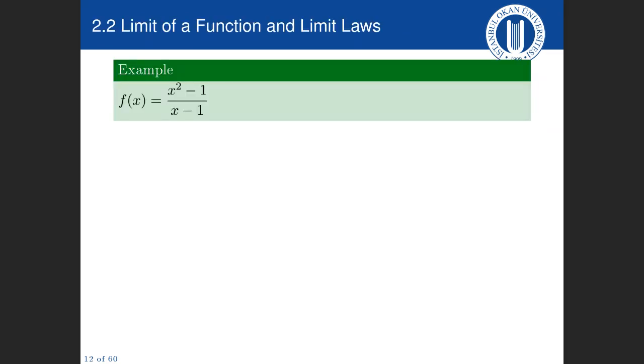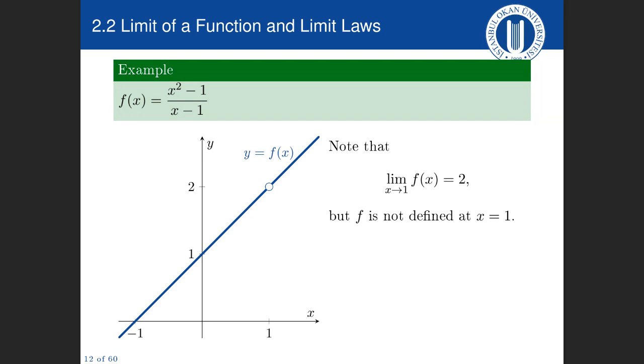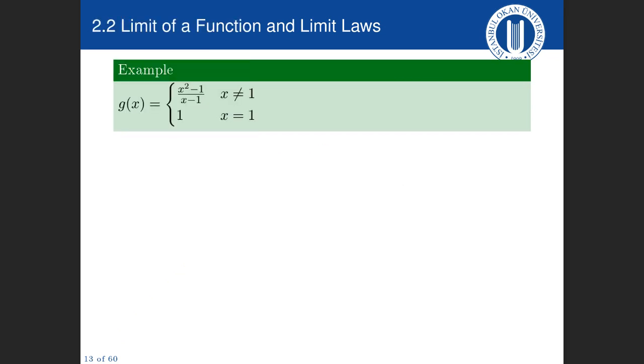For example, the function we looked at before, f of x is equal to x squared minus 1 divided by x minus 1. Note that the limit as x tends to 1 of f of x is equal to 2, but this function is not defined when x is equal to 1. A different function: g of x is equal to x squared minus 1 divided by x minus 1 if x is not equal to 1, or g of x is equal to 1 if x is equal to 1.